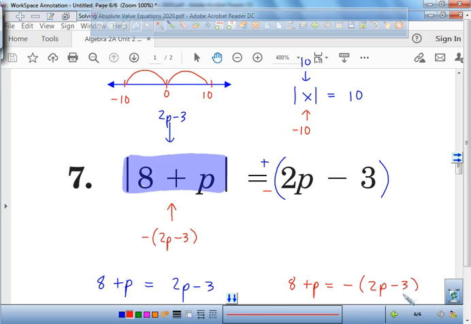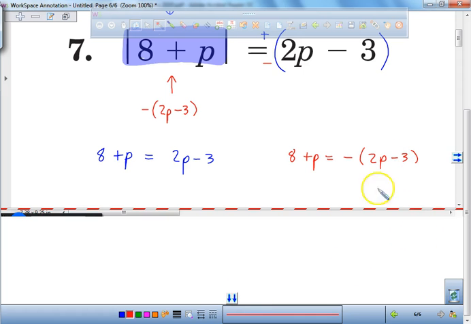Just so you guys know, parentheses matter. Make sure you put things in parentheses when you need to. All right, so there's our two equations we're going to solve. Now at this point, we're just back to algebra 1 right now. We're just solving for a letter. So we're going to start with this guy.